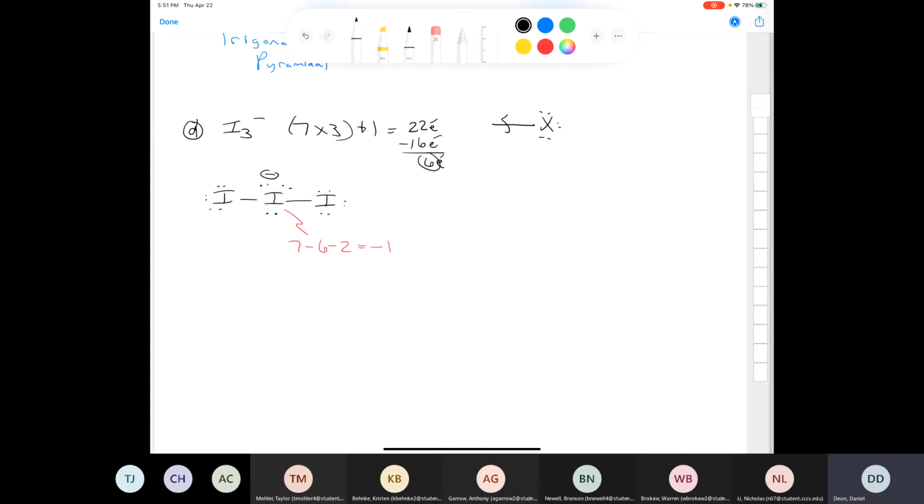So what's my electron geometry in this case? Can anybody tell me what my electron geometry would be?